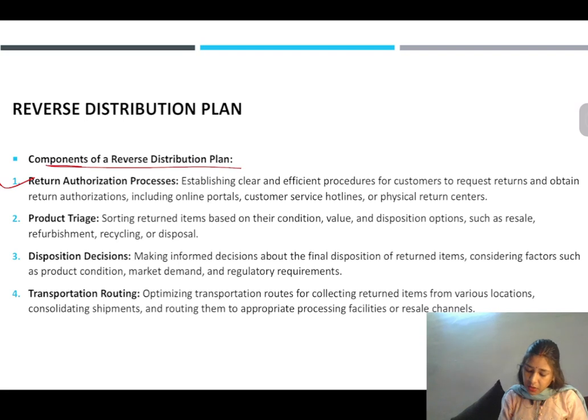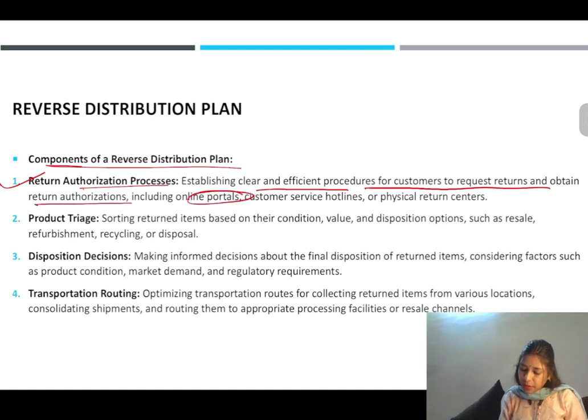The first is the return authorization process, which means there should be a clear and efficient procedure for customers to request the return and obtain the return authorization, including the online portal, customer service hotlines and physical return centers. So the return centers should be proper and authorized. Product triage means sorting returned items based on their condition, value, and disposition options such as resale, refurbishment, recycling or disposal.